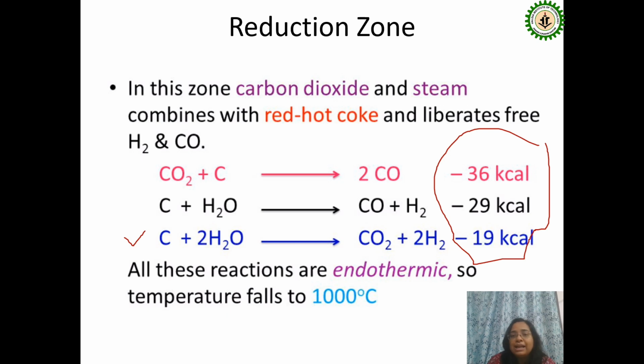So the third zone is known as the reduction zone. Mainly here, the carbon dioxide is reduced by reacting with the carbon, and the coke is reacting with the given steam to convert to carbon monoxide and carbon dioxide, and all these reactions are endothermic in nature.